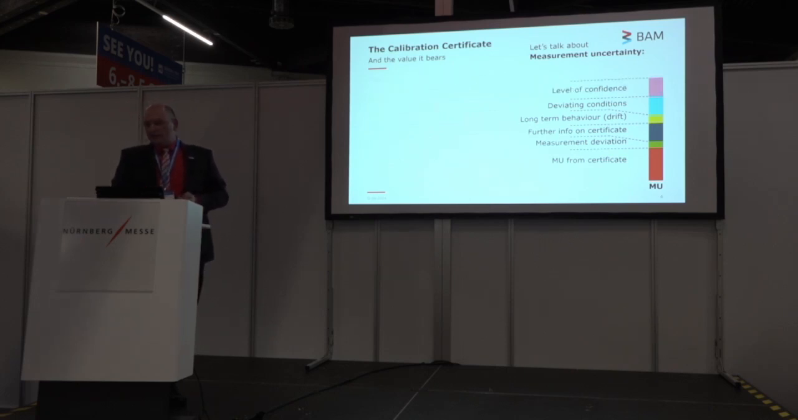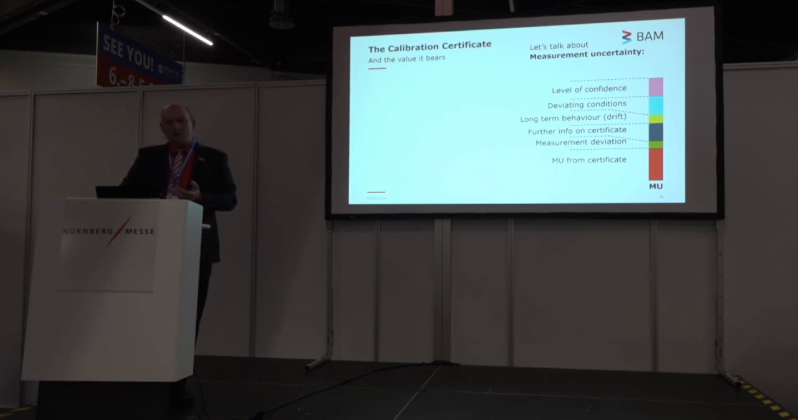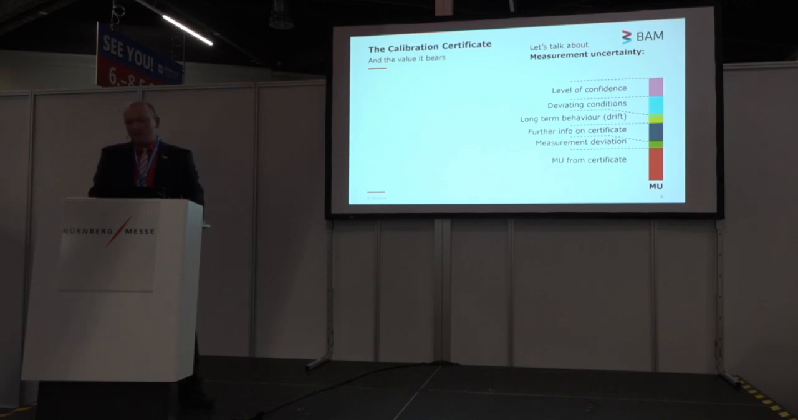And last but not least, the level of confidence. The results in the calibration certificate are usually given with a level of confidence of 95%. You can find this information also in the document. You have to consider if 95% is fine with you, or if this is a very critical value for your process, you maybe want to have 99%, and then you have to increase the measurement uncertainty accordingly.